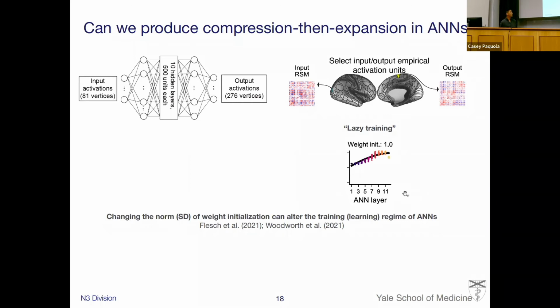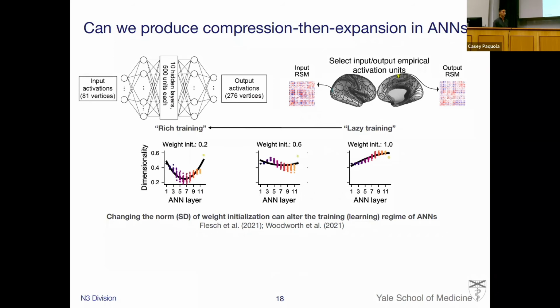If you tweak these hyperparameters, in this case just the weight initialization scale before you actually train, you can enter the so-called feature-rich training regime. And in the feature-rich training regime, you end up getting this compression and expansion of representations that matches our empirical data.